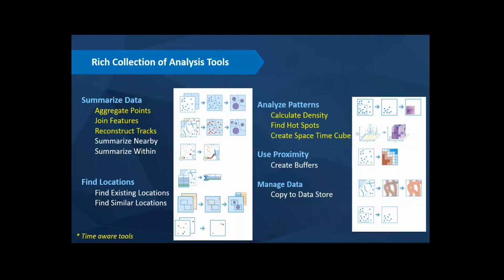At 10.5, ArcGIS introduces 11 new tools to help you. The focus at this release is on summarizing and aggregating your big data into meaningful insights to understand what is happening. So in terms of summarizing data, you have tools like aggregate points, join features, and reconstruct tracks. And in terms of analyzing patterns, there are out-of-the-box tools like calculate density, finding hotspots, or even creating space-time cubes.